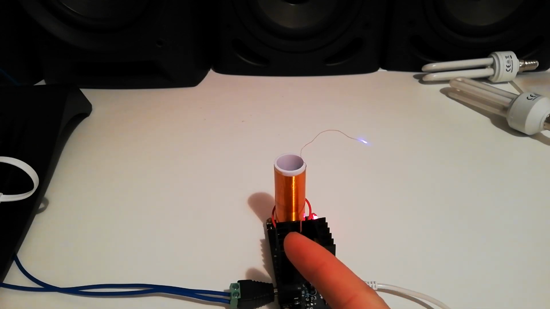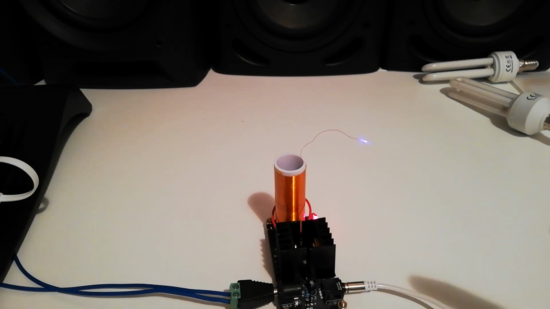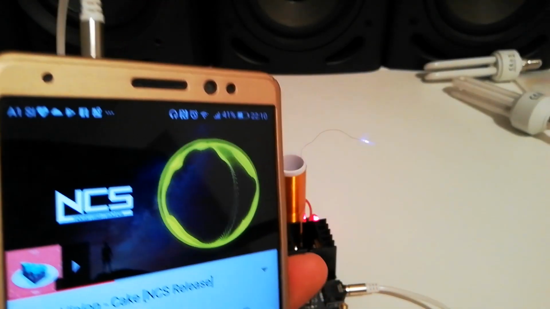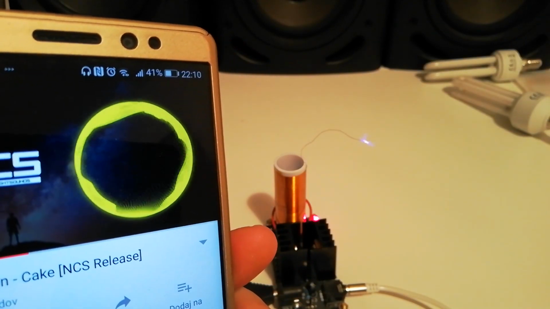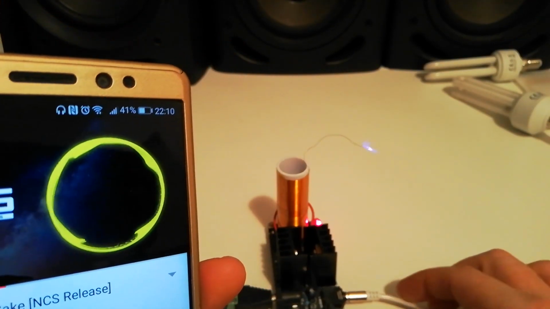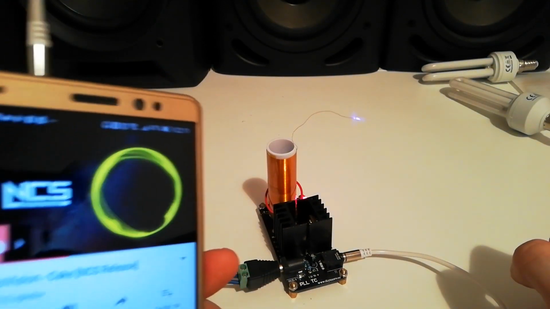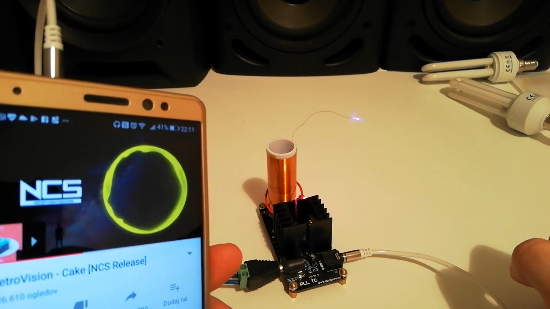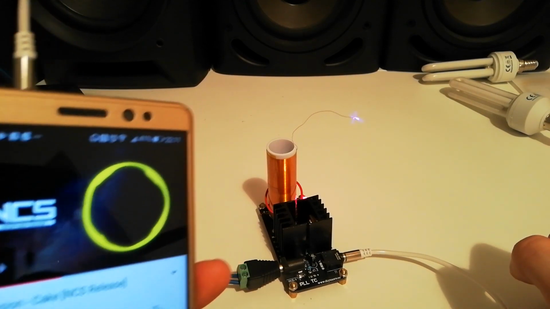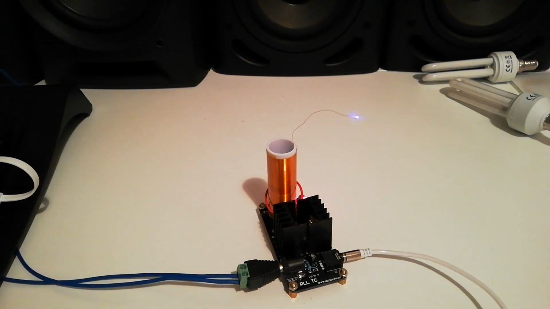So that thing plays the music. Of course, it is a coil and has the same structure as a speaker, so it plays music. It works great.